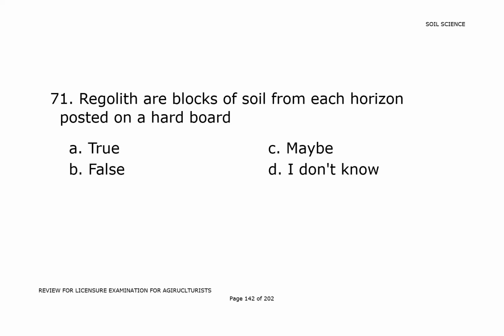The answer is false. Number 71. Regolith are blocks of soil from each horizon posted on a hard board. A. True. B. False. C. Maybe. D. I don't know.